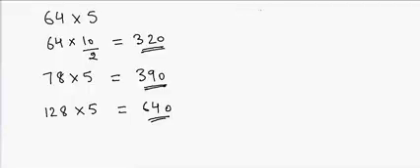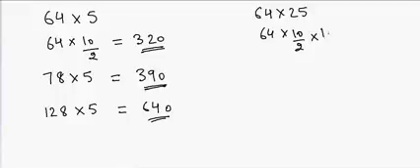Another trick is to multiply by 25. If I have to multiply 64 by 25, then we can write this as 64 into 10 by 2 into 10 by 2. So we have to take half of 64 two times. In that case, half of 64 is 32, half of 32 is 16. The answer is 1600.